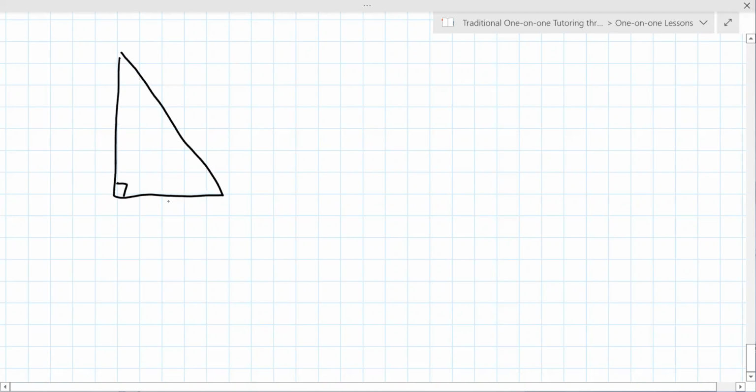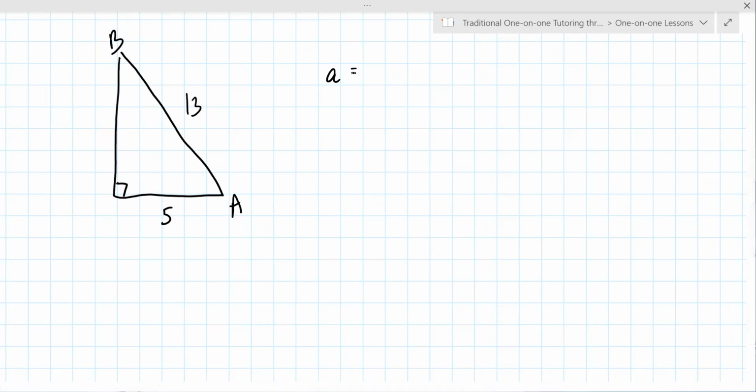And let's see, I tell you that this is 5 and this is 13 and this is A and this is B. I want you to first find little a here. So it's a right triangle, which means that almost nothing we just did applies. The things you have here are the Pythagorean theorem, and then just regular sine, cosine, and tangent. So do you remember how you might find letter A, the other leg of the triangle here?